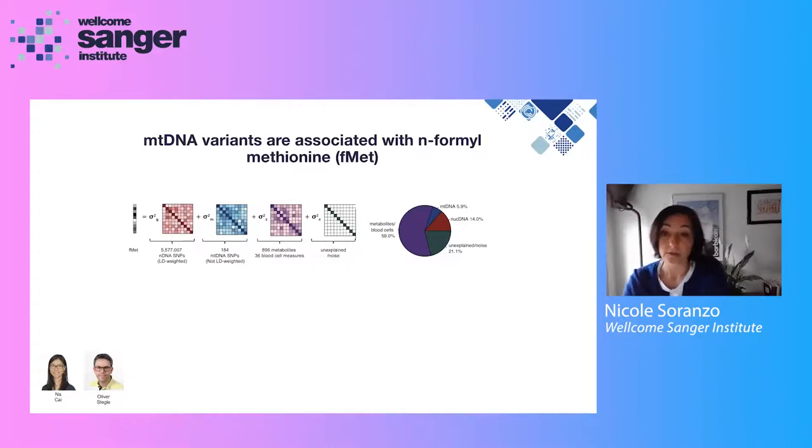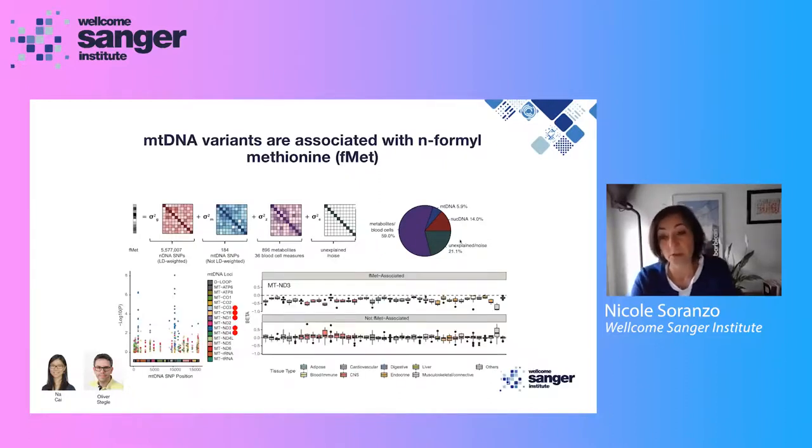However, the mitochondrial association was independent and not associated with that, and accounted for an additional 6% variation in FMET levels. The rest of FMET variation was driven by a combination of unexplained factors or noise, or by variation that is captured through metabolites and blood cell phenotypes that is potentially capturing an unmeasured environment.